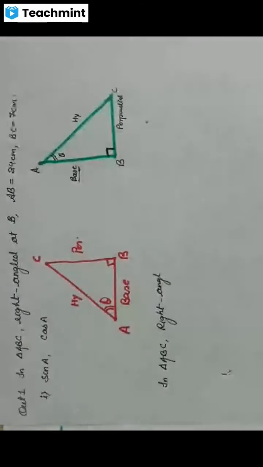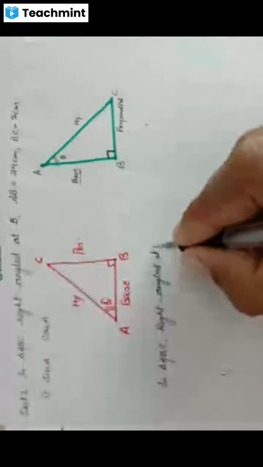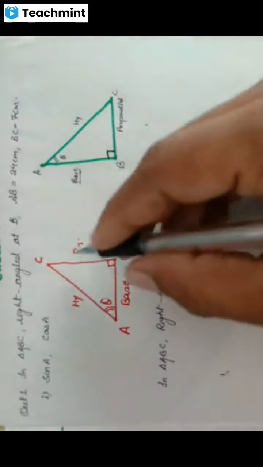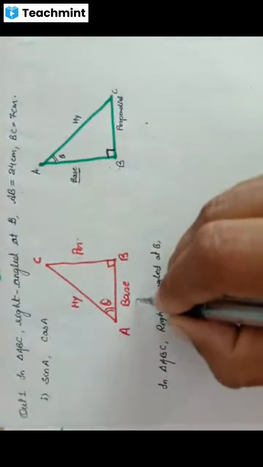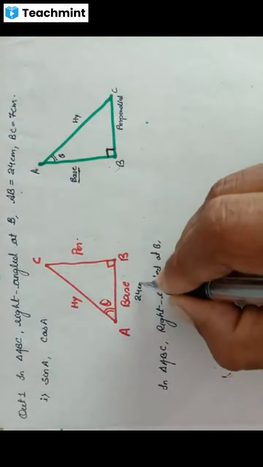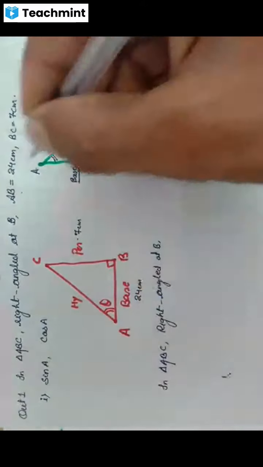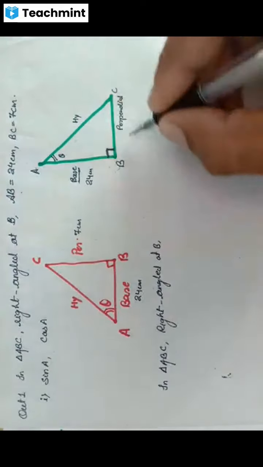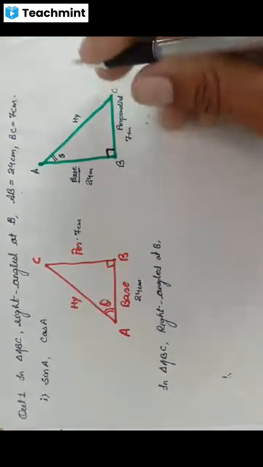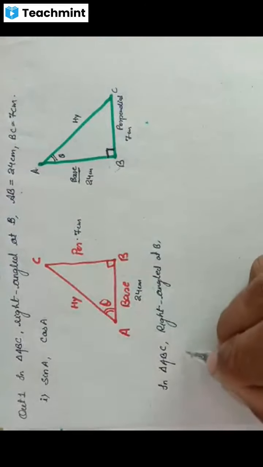Now in triangle ABC, you have right angled at B. So you can write here, we have to find out this. I am going to put the values in this. My AB side is given 24 centimeter and BC side is given 7 centimeter. That means we have to find out the hypotenuse first. So I am going to find out the hypotenuse.